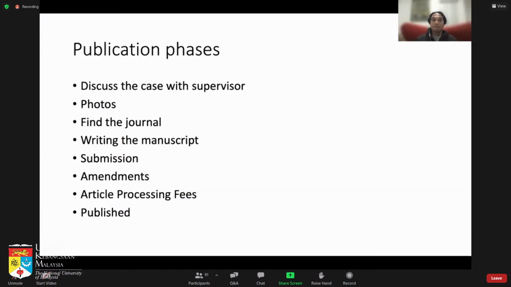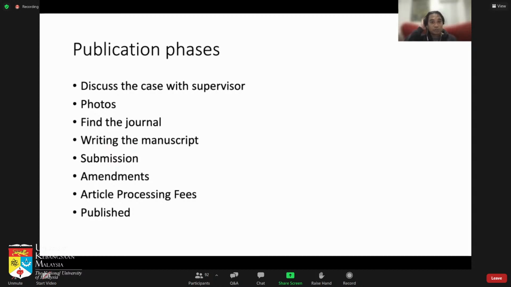So again, this is the publication phase of a case report. Discuss the case with your supervisors, and remember to take photos. Normally, photos will be very helpful for the case report. Choose the right journal, and it's important to choose the right one. Not all journals accept case reports, so find a journal that does. Then the writing of the manuscript, and submission. And after submission, you may have to make some amendments. Of course, this will take time also, but a case report normally will not take too long. It will take about 4 months.